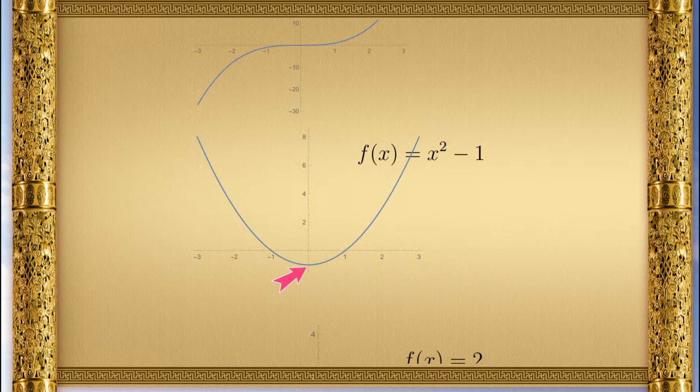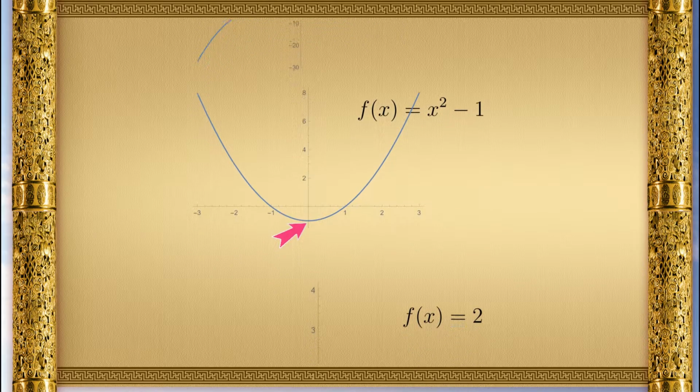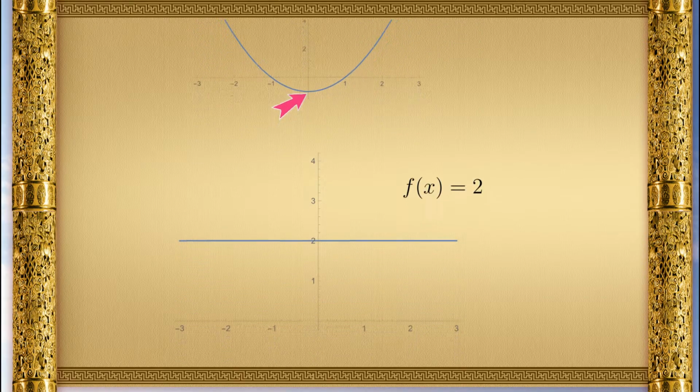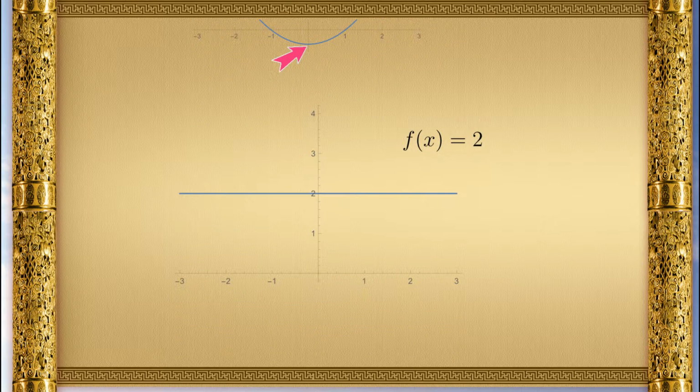In another example, the function is constant, equal to 2. In this case, it doesn't change anything, that is, no matter what the value of the domain, the image will always be 2. Basically this is the most practical understanding of the domain and image of a function.